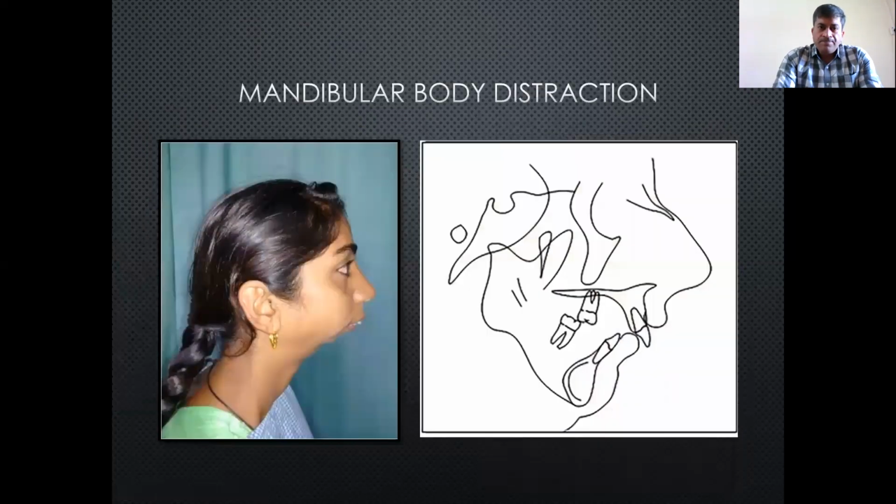The next indication is severe deficiency of the mandibular body. Now, as we all know, in bilateral temporomandibular joint ankylosis, there is vertical as well as anteroposterior deficiency of the mandible. And these patients typically have a bird face appearance. Now, what you notice here is a young girl who had a history of bilateral temporomandibular joint ankylosis with absolutely no mandibular corpus length. And this patient underwent body distraction of the mandible bilaterally.